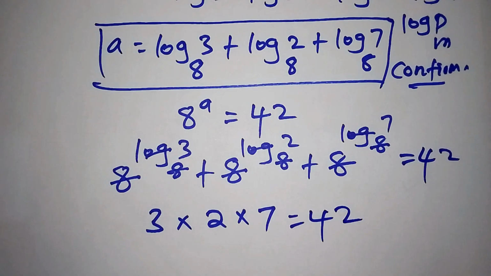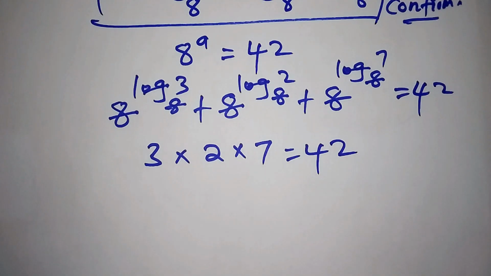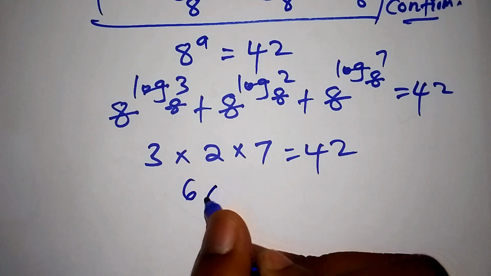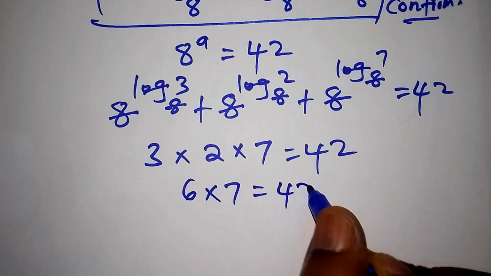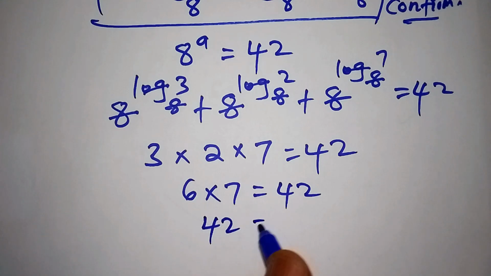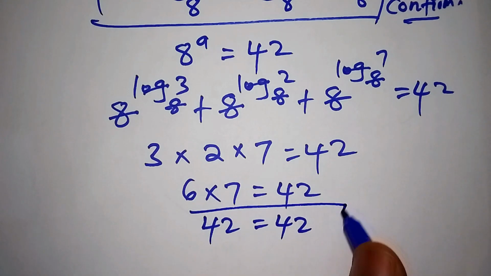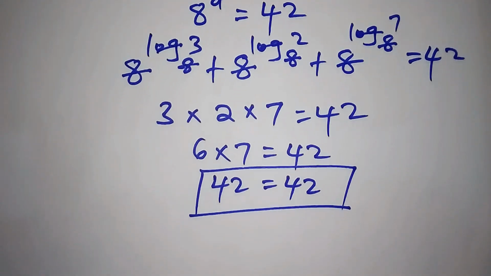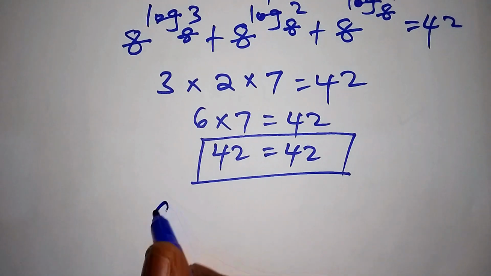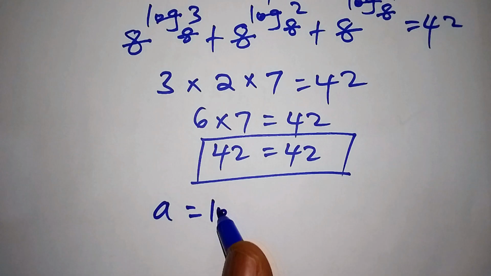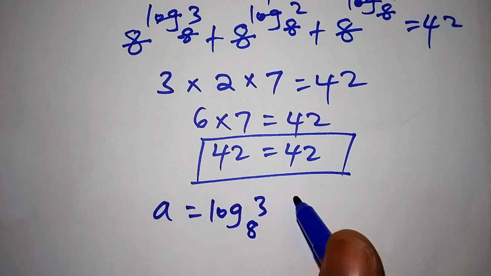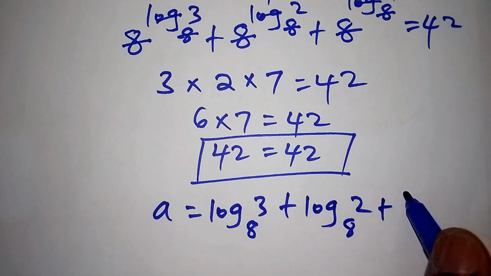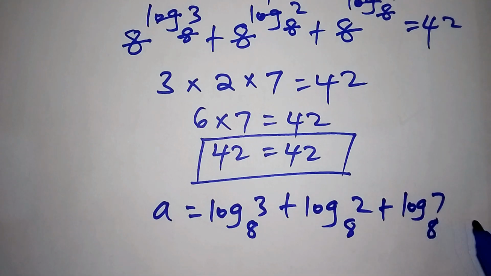Let's now confirm if this answer is really true. 3 multiplied by 2 gives 6, multiplied by 7, which is equal to 42. So 42 is equal to 42. This means our answer is correct: the value of a is equal to the log of 3 to the base of 8, plus the log of 2 to the base of 8, plus the log of 7 to the base of 8.